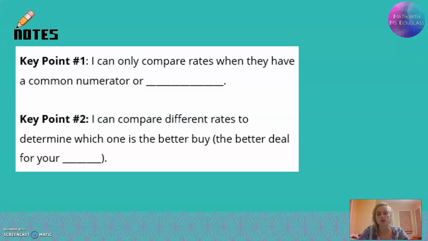Okay, so to do that, we have to know that we can only compare rates when they have a common numerator or denominator. Usually that's going to be 1, we'll create unit rates, but we can also scale up to have any common denominator, whatever is easiest for us. We're going to compare the different rates to determine which one is the better buy, which, like I said, a better buy means the better deal for your dollar. You don't want to spend $5 when you really could have bought the same amount of stuff for $3.